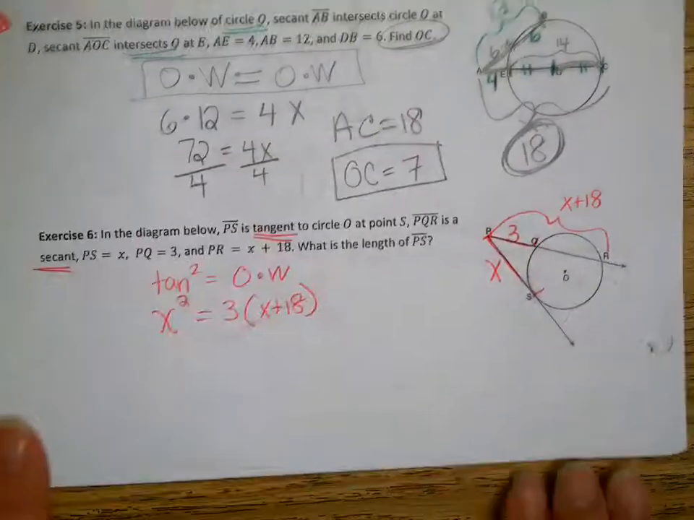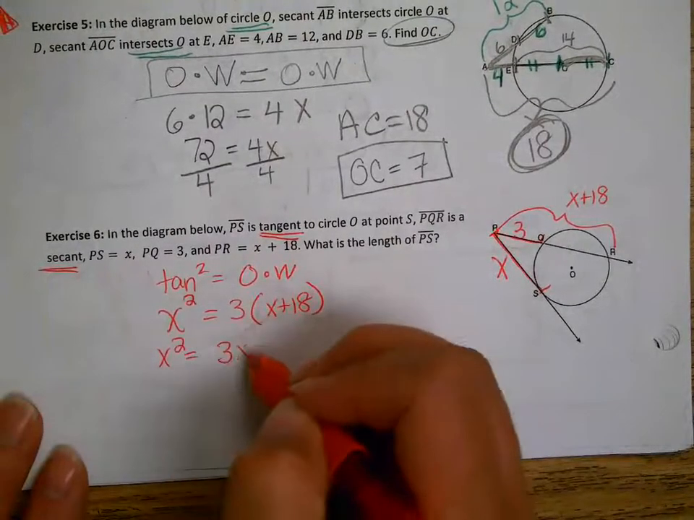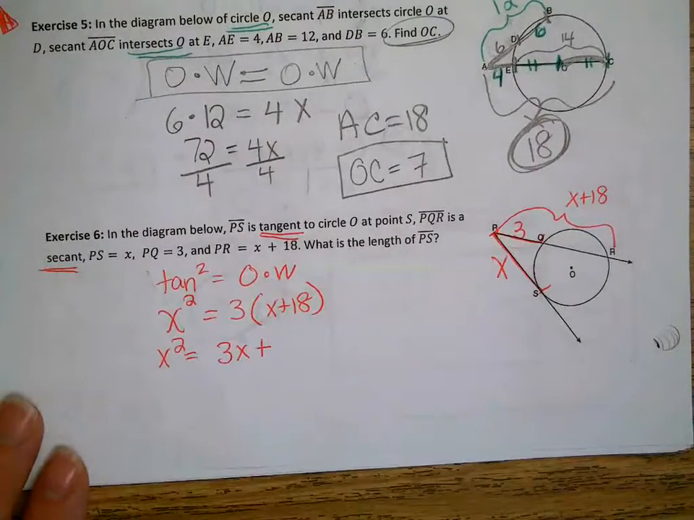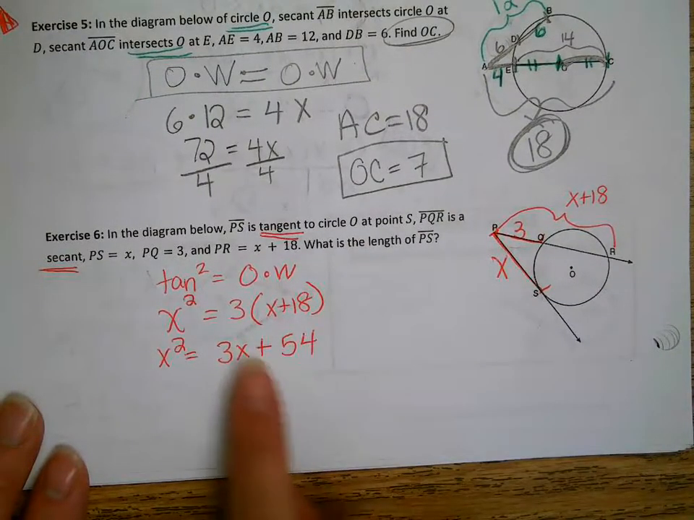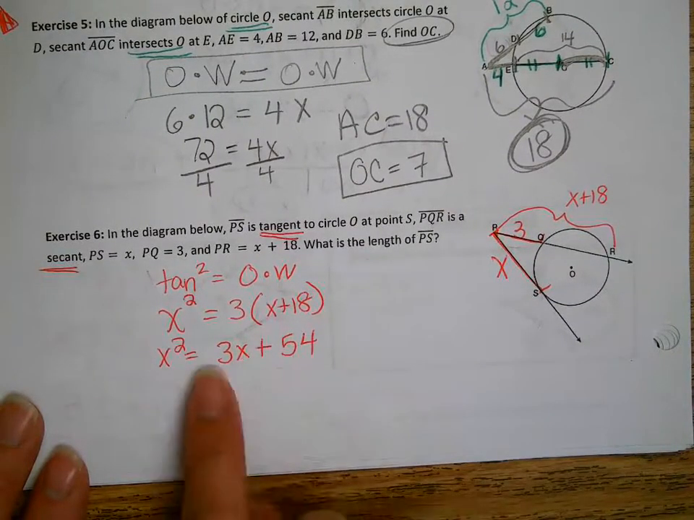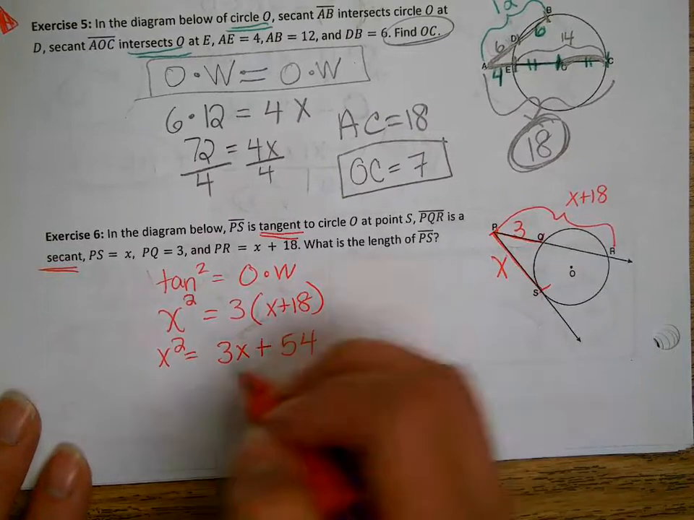And this is where your algebra skills are going to come in. We get X squared equals 3X plus 3 times 18 is 54. We need to set this side equal to 0. So again, we need to make our trinomial happen. So we're going to subtract our 3X over and subtract 54.